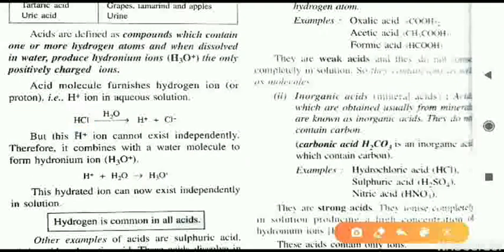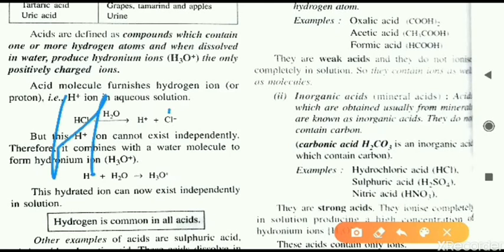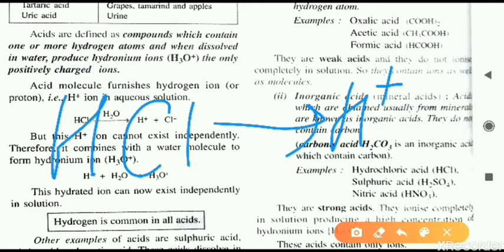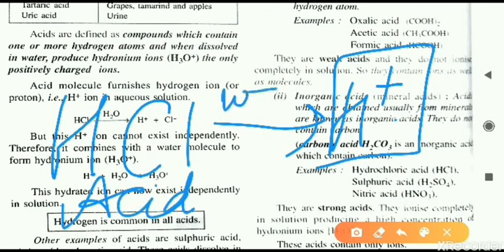Let us have a look at the example given here. For example, HCl is an acid, and when it is dissolved in water, it dissociates into two different ions. In the previous chapter also we have seen this, the polar compounds. This HCl is a polar compound. So when it dissociates into two ions, they will be H plus and Cl minus. So we have to take care of this H plus only. H plus is given whenever any acid is dissolved in water.